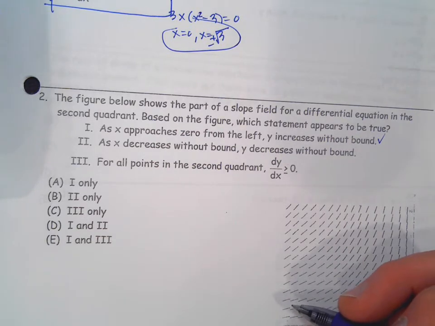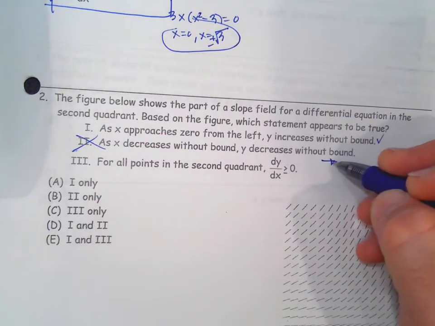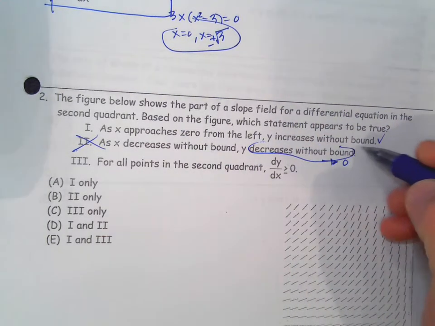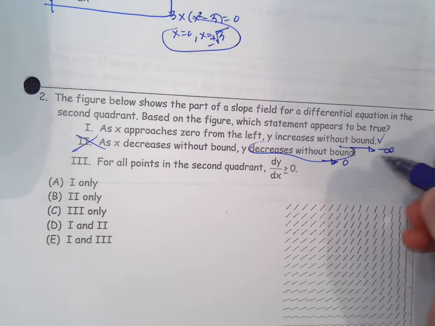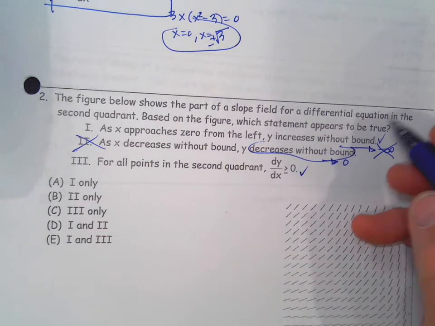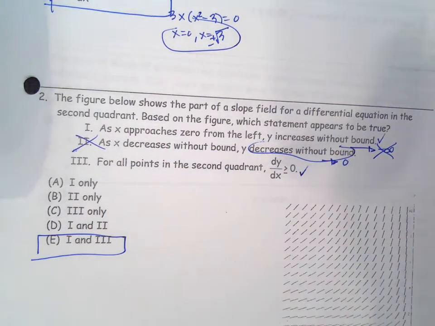y decreases without bound? No, I would say y approaches 0, approaches a horizontal asymptote. It doesn't go to negative infinity. They're saying decreases without bound means goes to negative infinity, but I don't think that's true. For all points in the second quadrant, the derivative appears to be positive or 0. That does seem to be true. So I'd say 1 and 3. Okay.